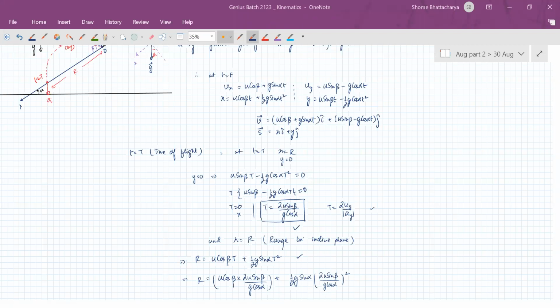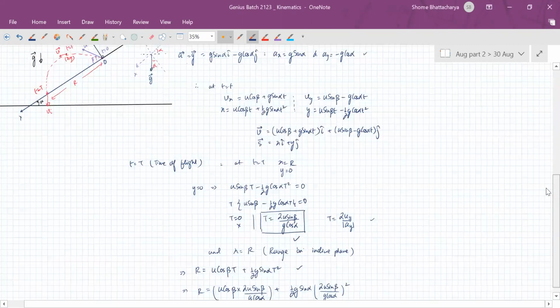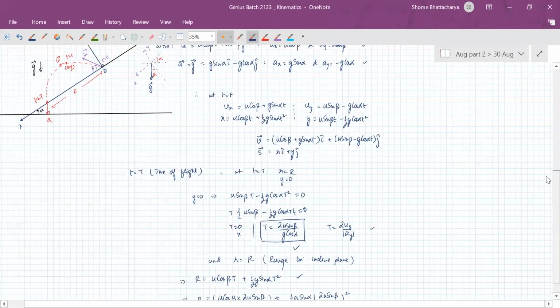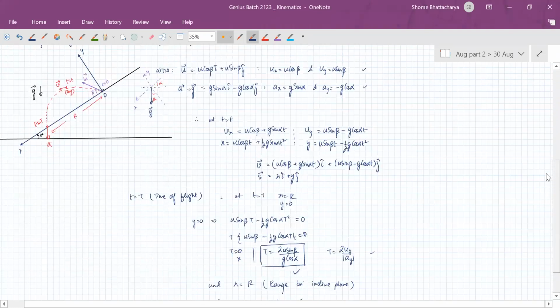So can you show the diagram for 1 second? Yes, thank you.